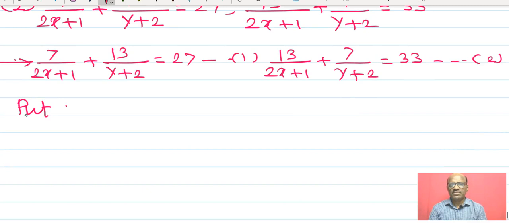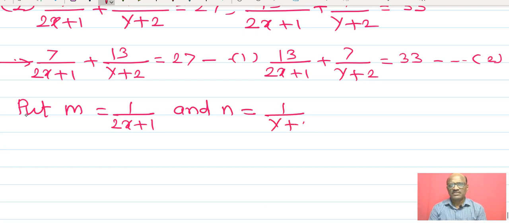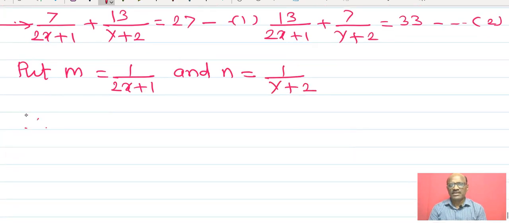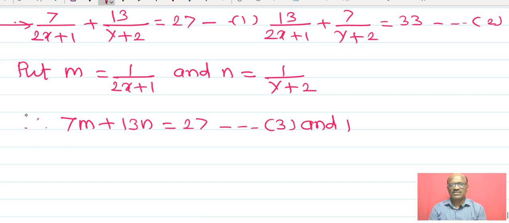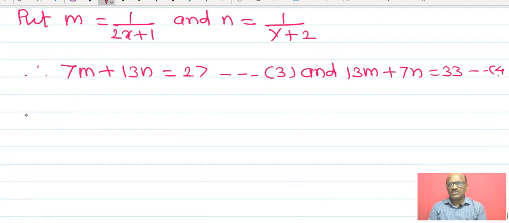Put 1 upon 2x plus 1 is equals to m, and n is equals to 1 upon y plus 2. Therefore, 7m plus 13n is equals to 27. This is equation number 3. And 13m plus 7n is equals to 33. Now this is alternate type of the simultaneous equation.